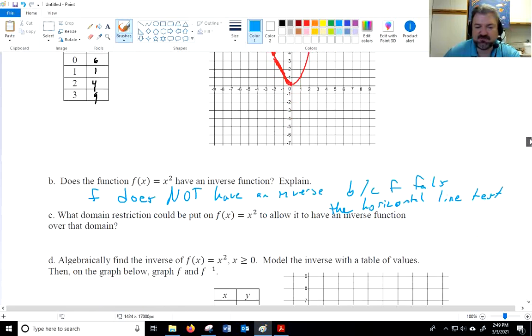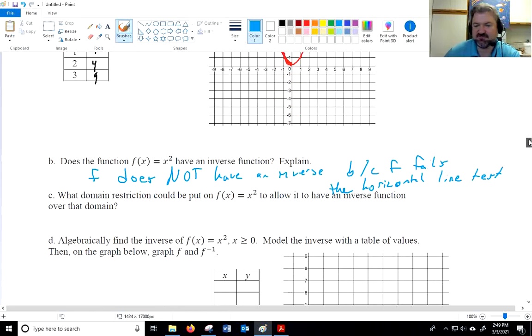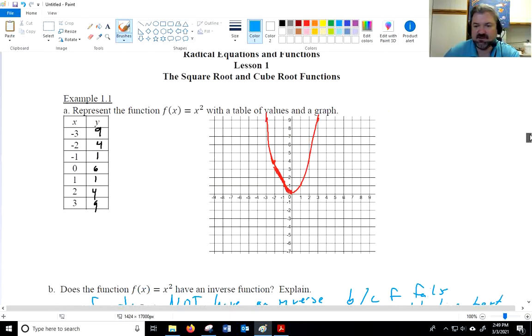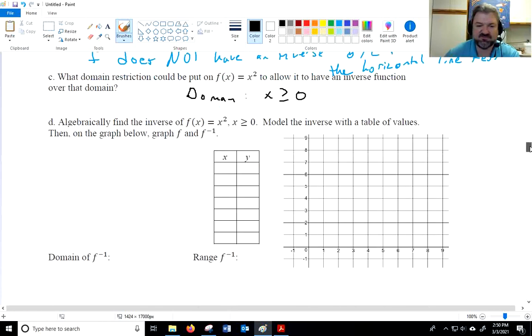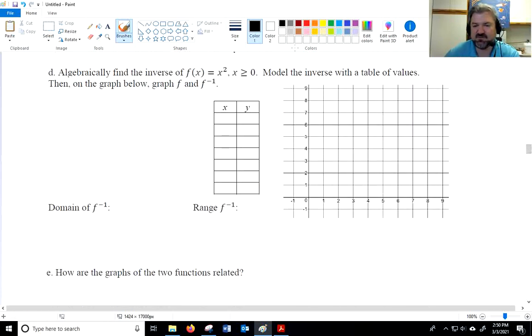Our next question is, what domain restrictions could be put on f of x equals x squared to allow it to have an inverse function? So if I were to go in here and just remove all of this part here, then it would pass a horizontal line test. And it's not the only way we could restrict the domain, but if we restrict the domain to x greater than or equal to 0, by explicitly limiting the domain, then it would have an inverse function. So that's what we're going to do. We're going to find the inverse function of f of x equals x squared with the domain limited to x greater than or equal to 0.